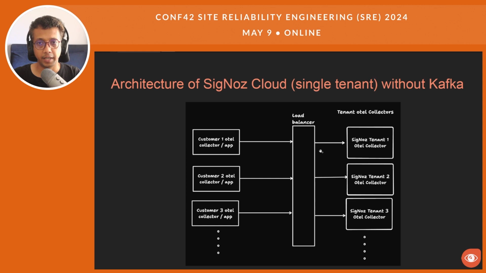In an architecture which doesn't involve Kafka, they will send data directly to a load balancer, which then directs it to the individual tenant OTel collectors. So in this architecture, each SigNoz tenant has their own OTel collector. The load balancer sends data from a particular customer to their specific SigNoz OTel collector.